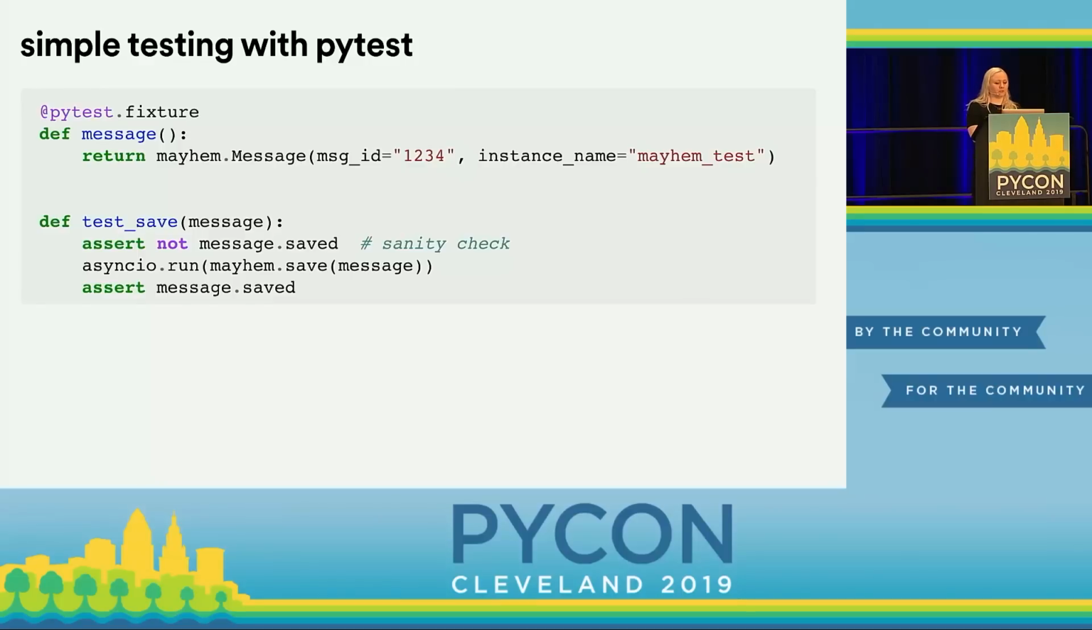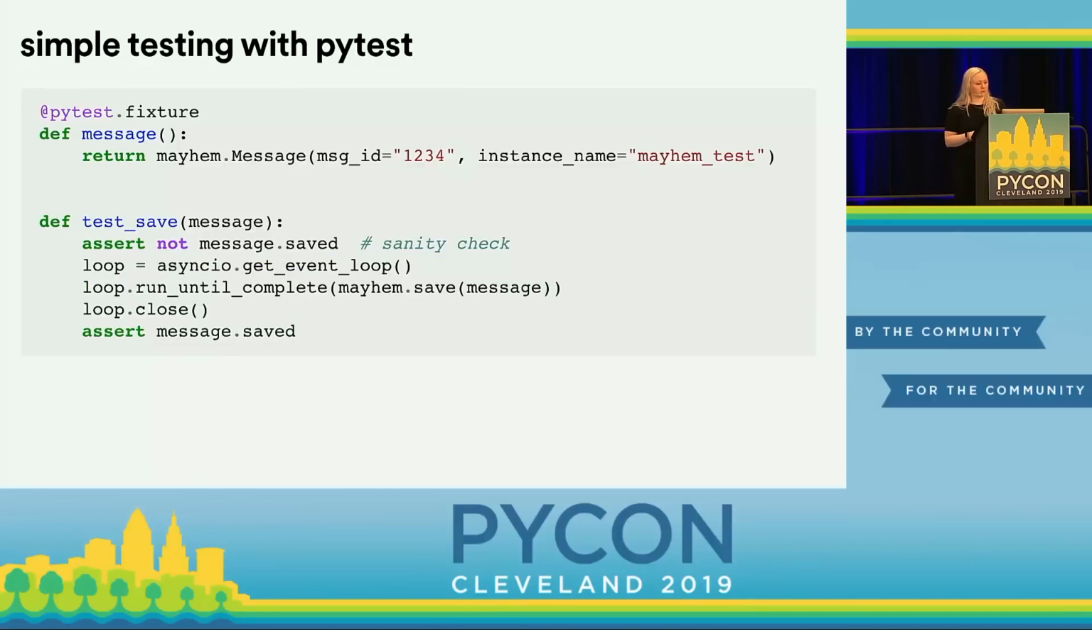Since save is a coroutine, we need to run it in our event loop, like so, which Python 3.7 makes easy for us with the asyncio.run function. Older Python 3 versions will have to construct and deconstruct the loop yourself.